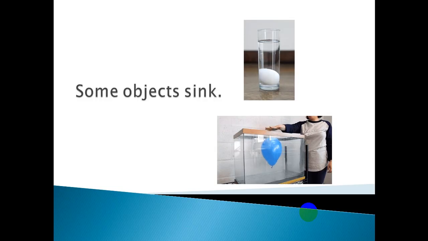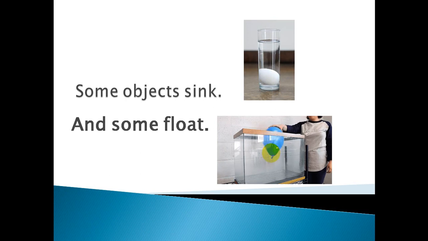Another property of matter is that some objects sink, like this egg here. When you put it in water, it falls down, so it sinks. And other objects float, like this balloon. When you put it, it didn't go down. It's still up, it's floating. So some objects sink and some objects float. This is another property of matter.